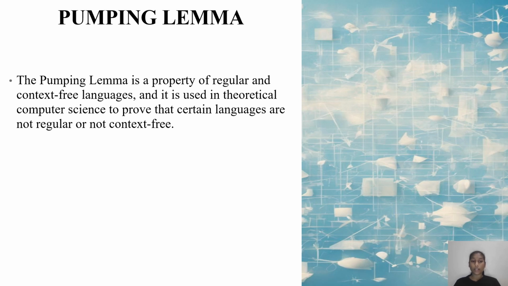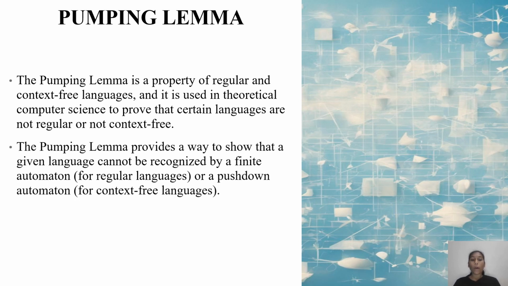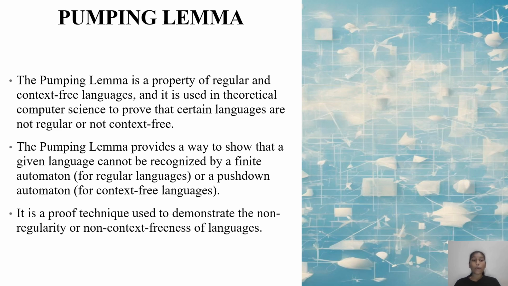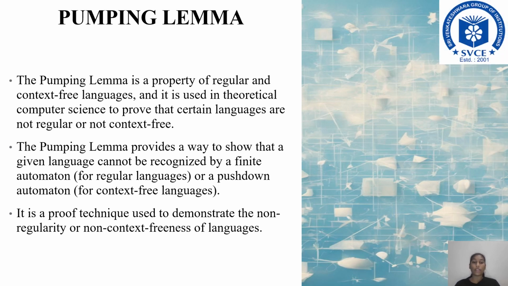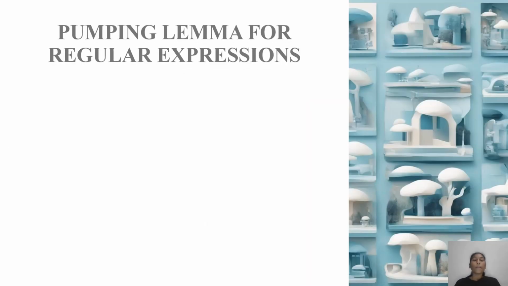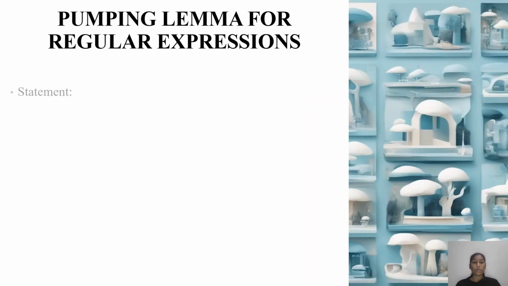It is used in theoretical computer science to prove whether a language is not regular or not context-free. Pumping lemma provides a way to show that a given language cannot be recognized by a finite automaton or a pushdown automaton. It's a proof technique used to demonstrate the non-regularity or non-context-freeness of languages. Let us see pumping lemma for regular languages.